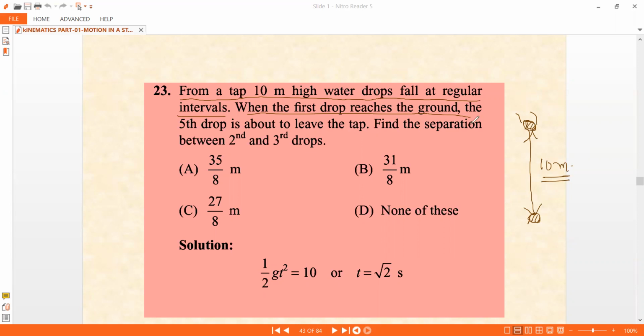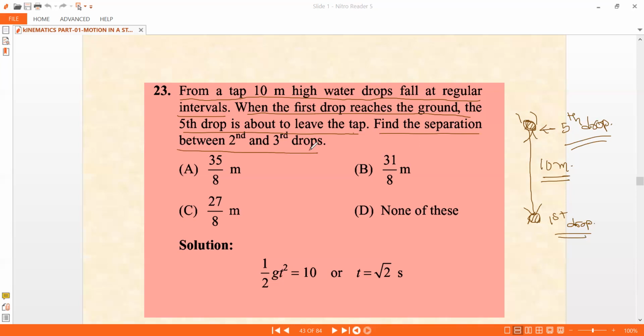And when the first drop reaches the ground, the fifth drop is about to leave the tap. So the fifth drop will emerge. Here is the first drop. When it has touched the ground, the fifth drop has emerged and is about to leave the tap. That is the idea. Find the separation between the second and third drops. Very nice question.